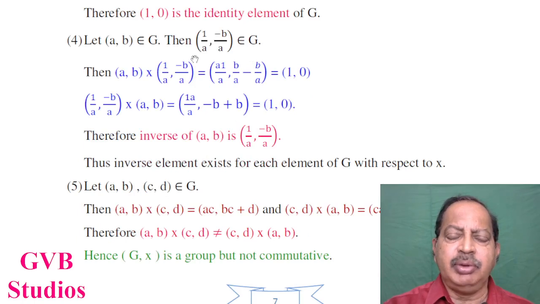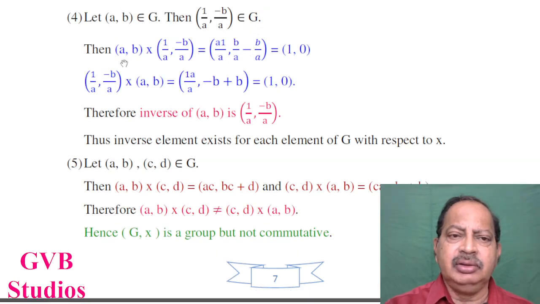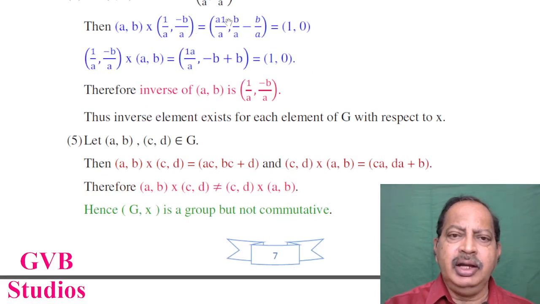Next, we go to the inverse property. Let (a, b) belong to G. I am taking an arbitrary element, that means any element in the set G. By observation from the closure property, I am taking (1 by a, minus b by a) in the set G. Here 1 by a is a non-zero number and this is a real number, this is a real number. So this element belongs to G. Operating with the element (a, b), (a, b) cross (1 by a, minus b by a) gives (a into 1 by a, b by a minus b by a). This is 0. So we get (1, 0).